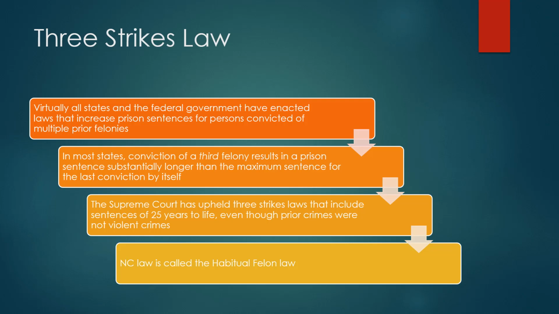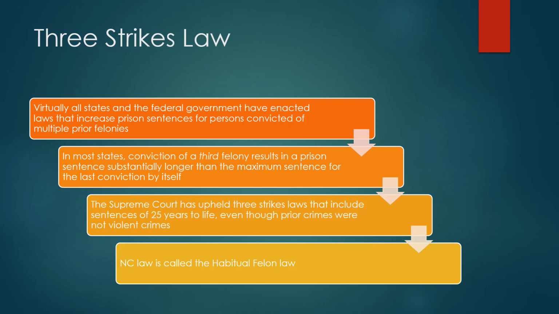And he said, wow, this is grossly disproportionate. All I did was steal an ice cream cone. And it goes up to the Supreme Court of the United States. The Supreme Court of the United States, which is a very conservative court, said, no, that's okay. Even if the prior crimes were nonviolent, were relatively minor, you are a habitual felon, 25 years. So we have a fairly draconian or harsh system.